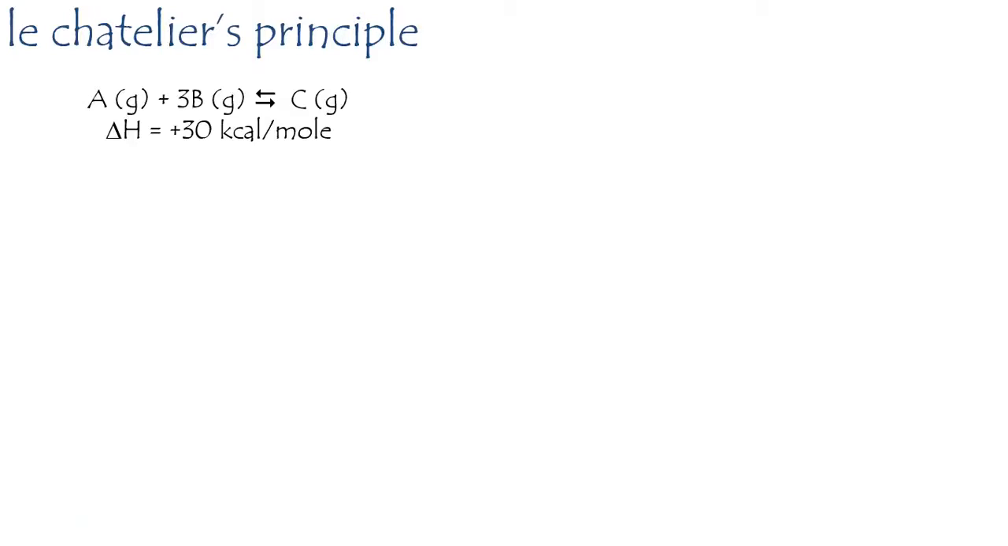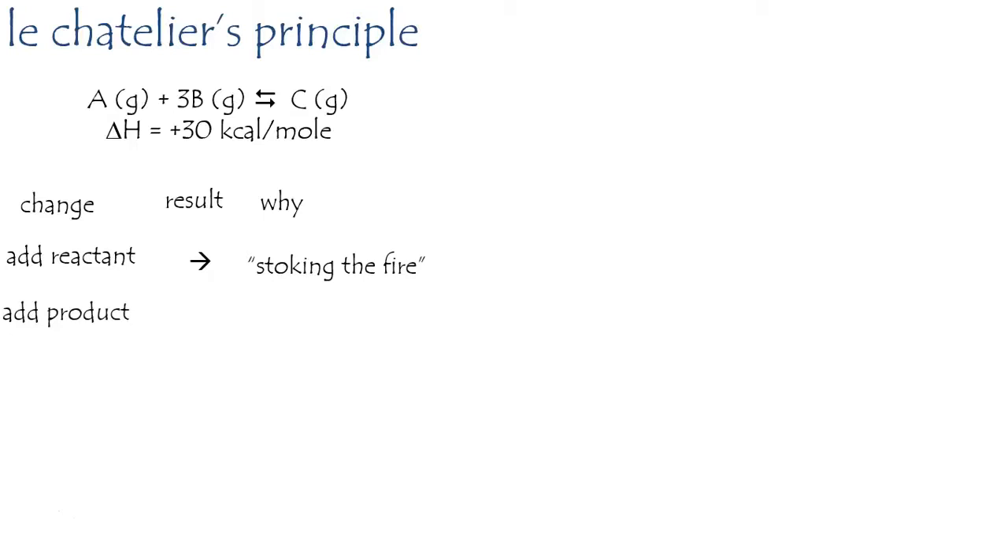Here's a reaction of A plus B to make C that's endothermic. If we add reactant, it will definitely shift to the right. And the analogy that I always use is that it's like stoking the fire. You're adding more reactant. If you add product, the opposite should happen. And that's because you're quenching the fire. It's like adding water to a combustion reaction.